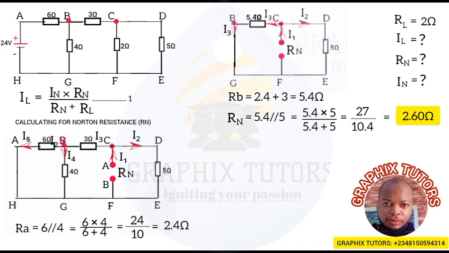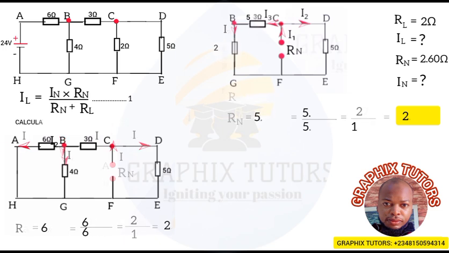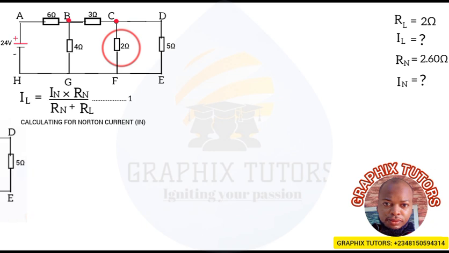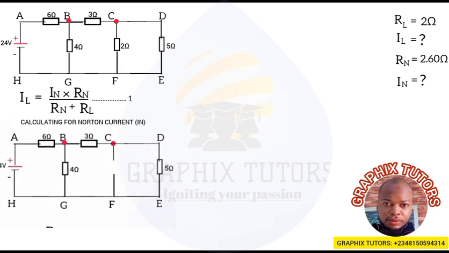Now we've gotten our R Norton. Let me just put it here. R Norton is equal to 2.60 ohms. So the next one is, if you look at our equation 1, we need to calculate for what? My I Norton. So calculating for my I Norton here, what will I do? I'll go back to my parent circuit and I'll remove the 2 ohm resistor again. But what will I do this time? I'm going to short circuit it.